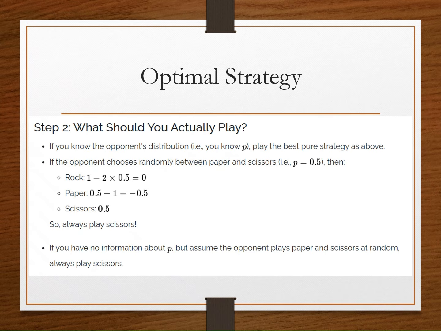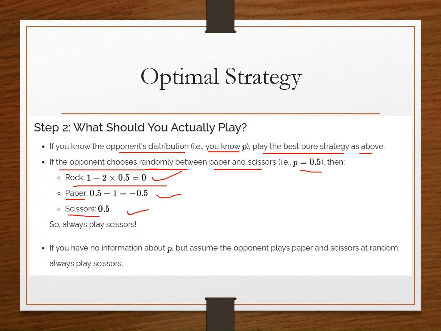So now what should you actually play? If we know the opponent's distribution, that is, we know the value of p, we can play the best pure strategy as above, which we just saw in the previous slide. If the opponent chooses randomly between paper and scissors, that is p is 1/2, 50%, the payoff for playing rock becomes 0, for playing paper becomes negative 1/2, and for playing scissors is 1/2. So always play scissors when we don't know what the opponent is going to play.